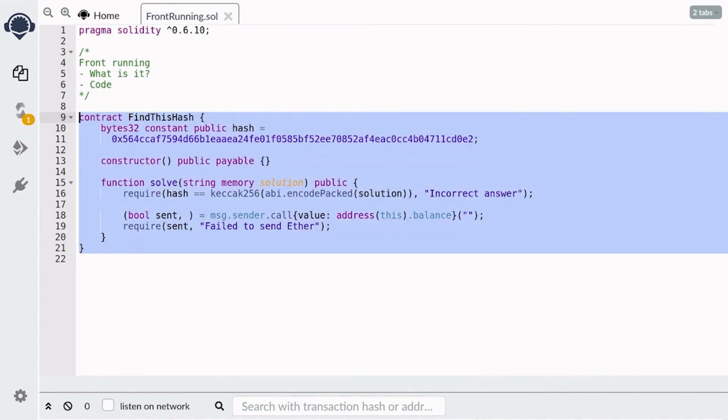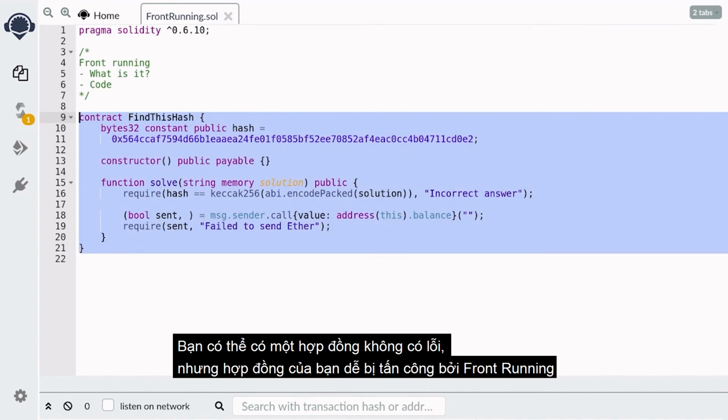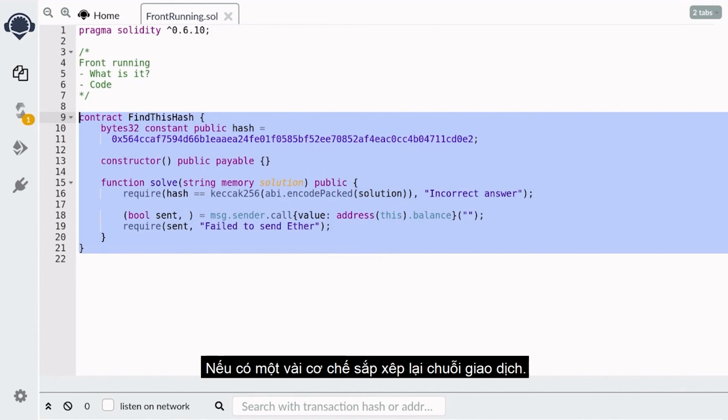The takeaway here is that you can have a contract that is bug-free, but your contract might be vulnerable to front running if there are some incentives to reorder transactions.